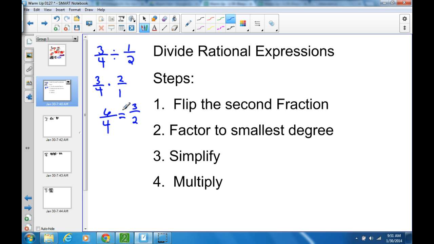So that same thought process that you did with the regular fraction is going to go into solving a rational expression. So, first step, you're going to flip the second fraction. Always do that. Then you're going to factor it all the way down, as far as you can. You're going to simplify and then multiply. So really, the only difference between yesterday and today is this first step. You're flipping the second fraction.